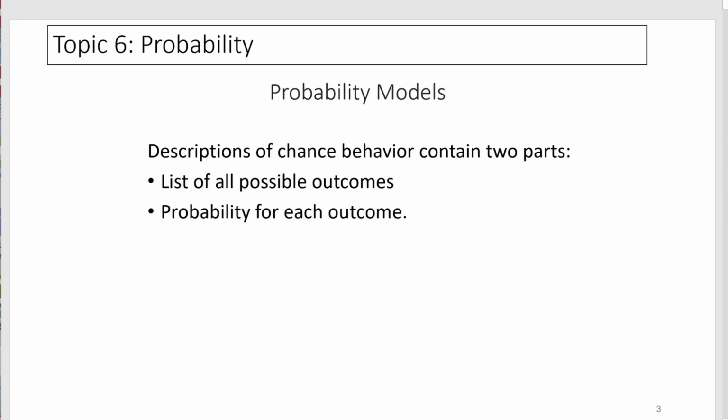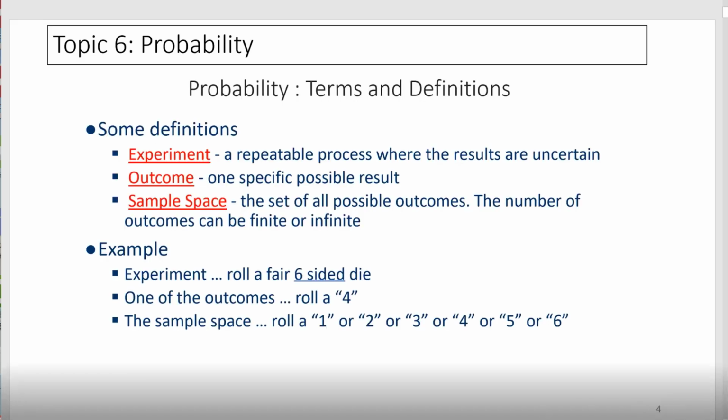Now we're going to want to talk about probability models. They're descriptions of chance behavior, and it contains two parts: the list of all outcomes, these things called outcomes, and the probability for each of these outcomes. So first we have to figure out how can we list the possible outcomes, and then how can we find the probability for each outcome. So we have to look at some definitions.